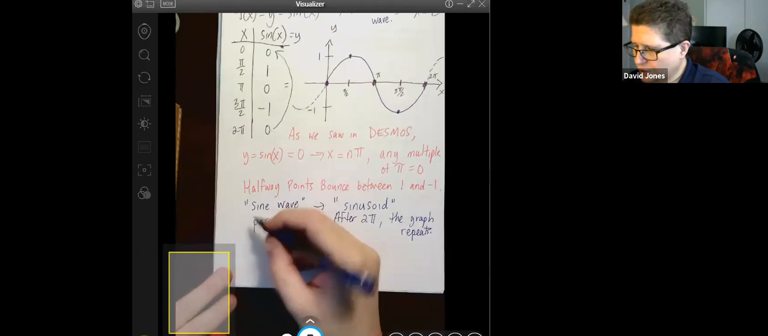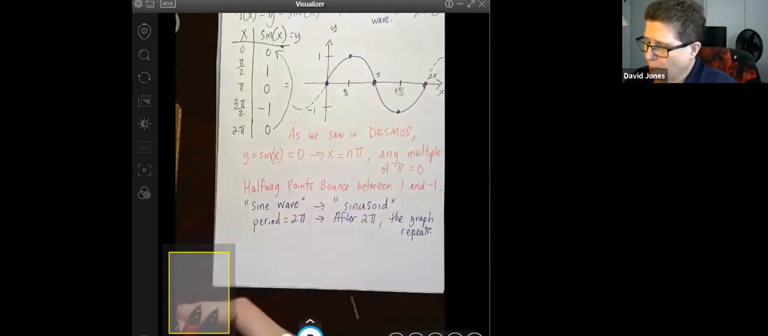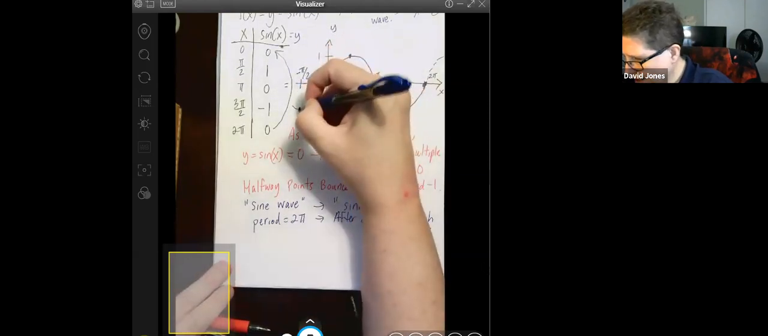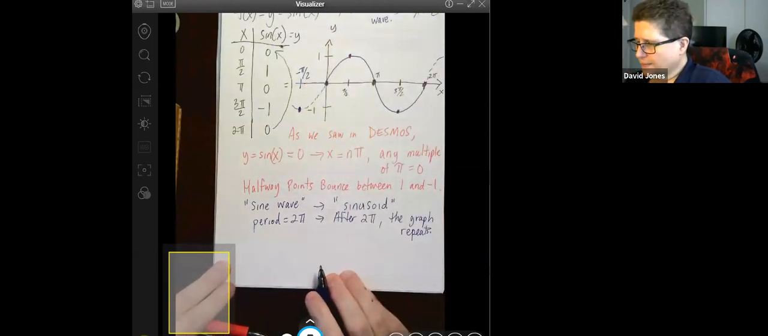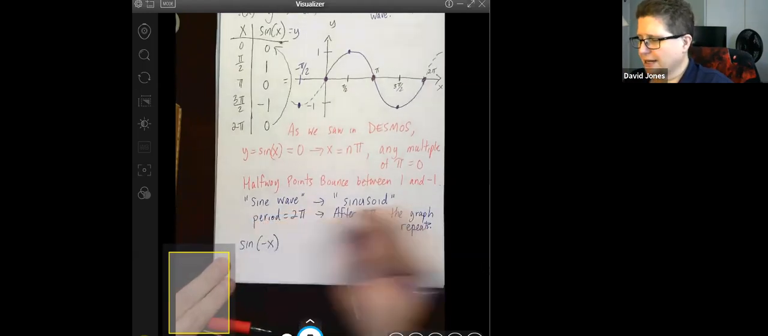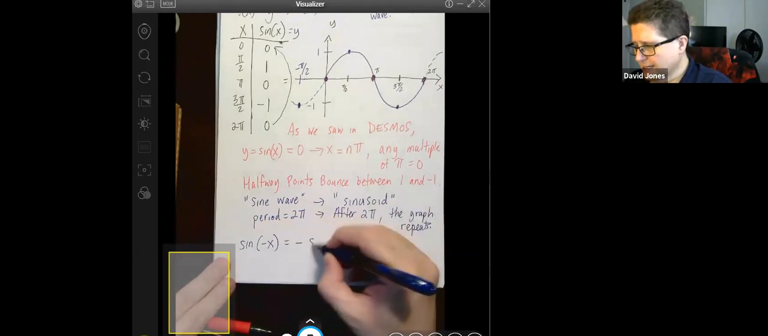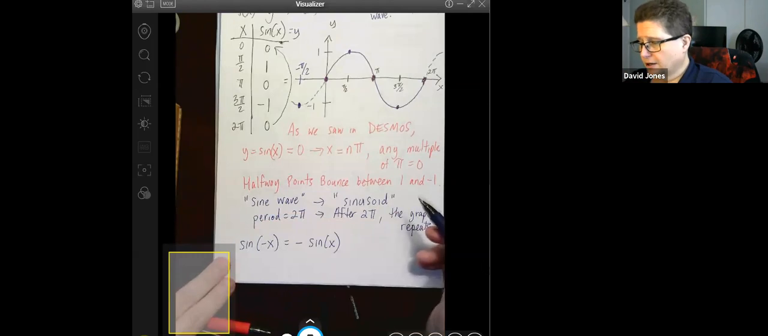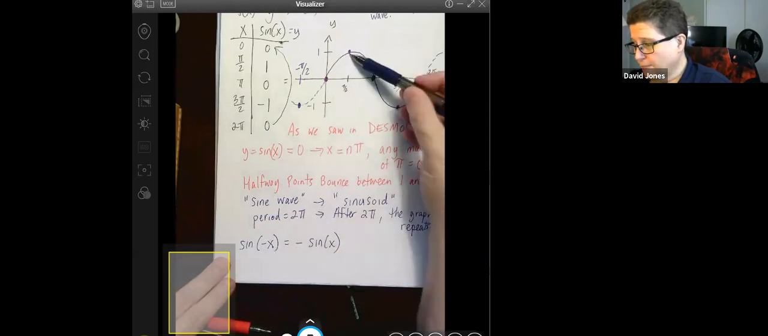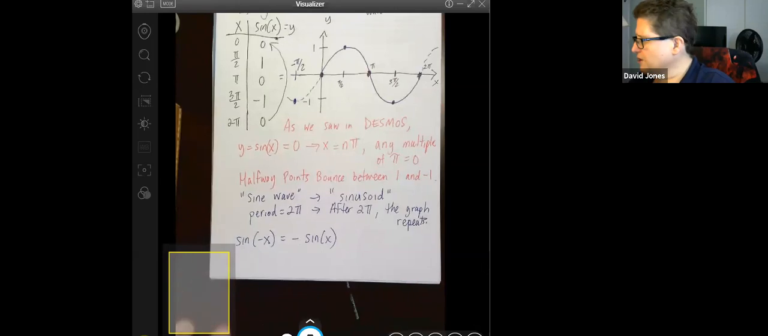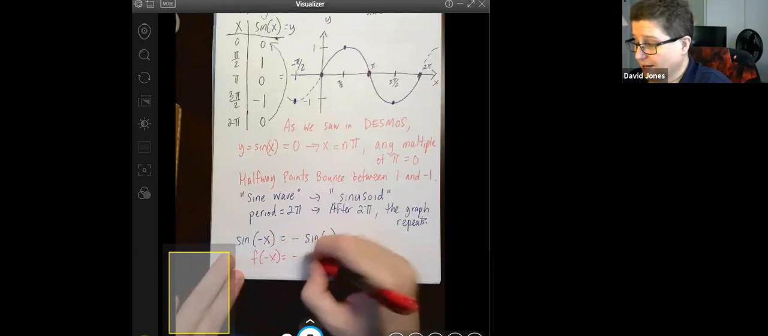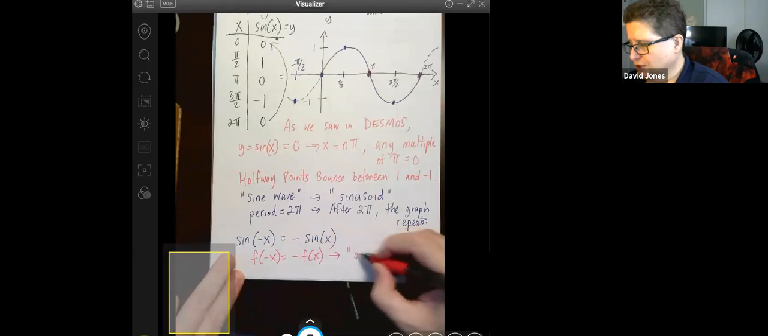If we go backwards, sine of negative pi over 2 is -1. The reason I'm saying this is, if we stick in negative x rather than x into sine, what pops out is negative sine x. If I stick in pi over 2, I get 1. If I stick in negative pi over 2, the 1 becomes negative. When f of negative x equals negative f of x, these are called odd functions.